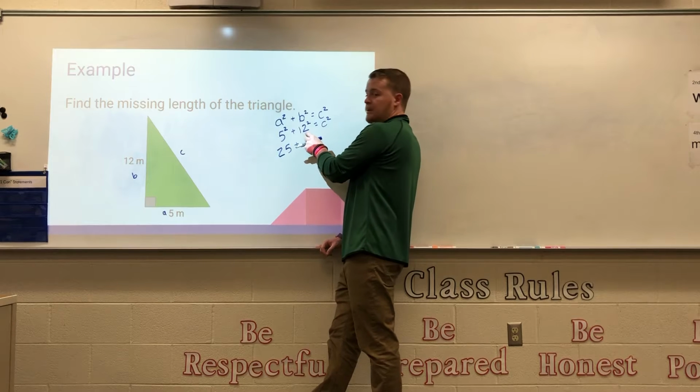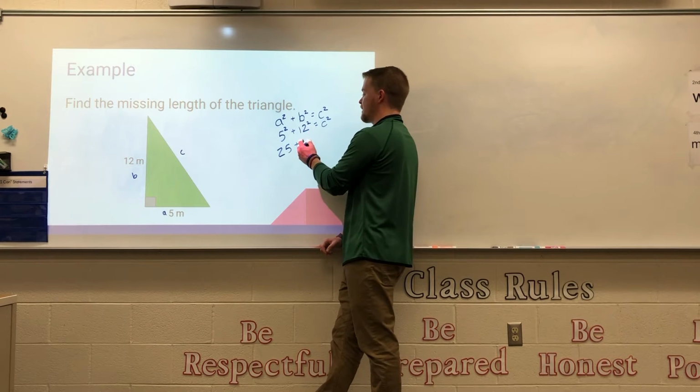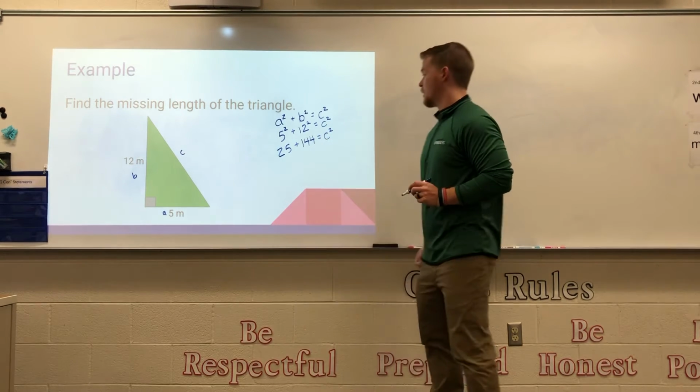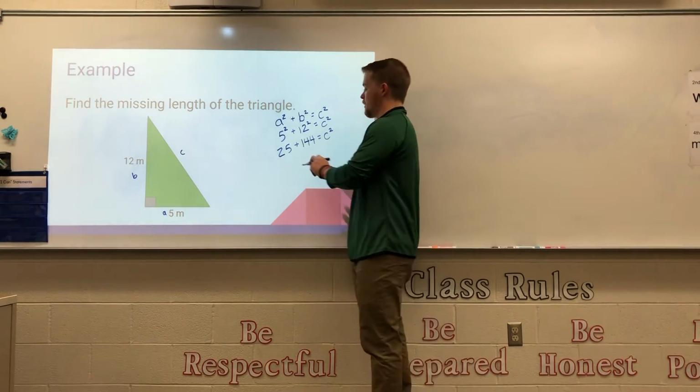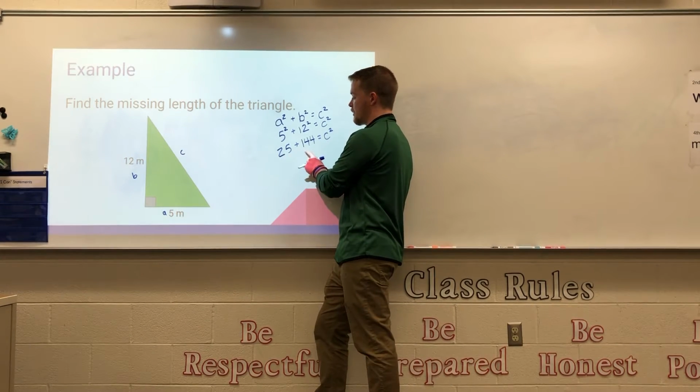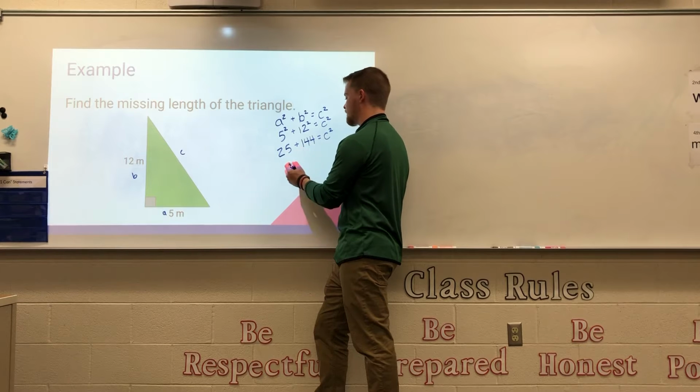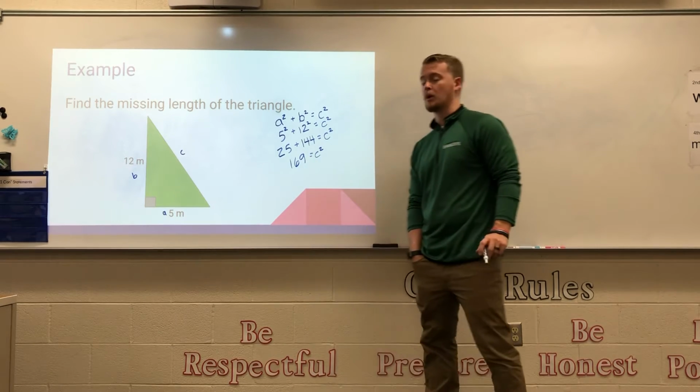Plus, same thing with this. 12 times 12 is 144. And that still equals c squared. Okay, so after this, we have to add these together. 25 plus 144 is 169. And that equals c squared.